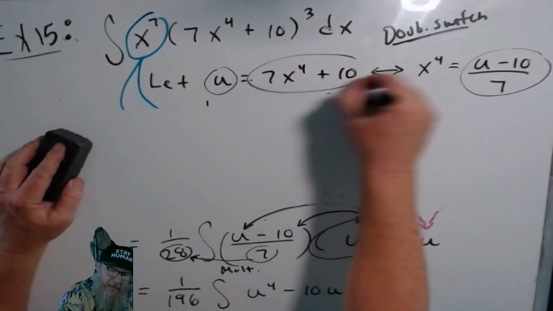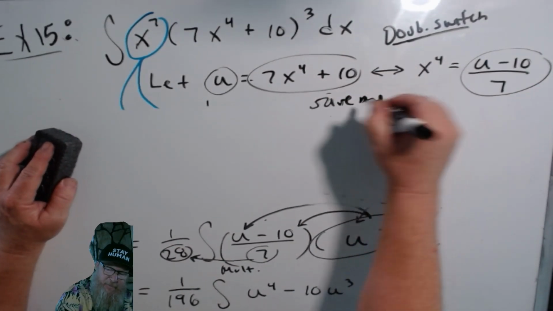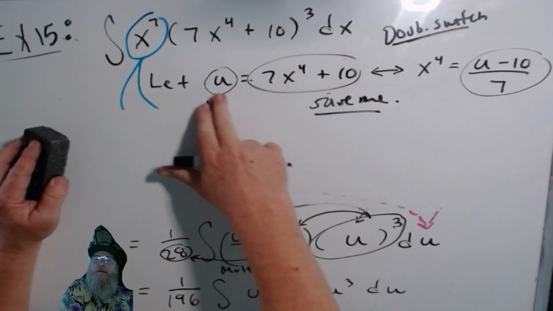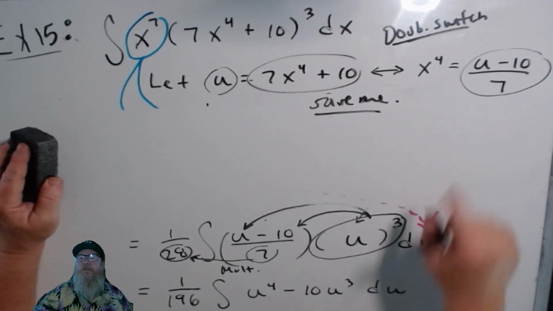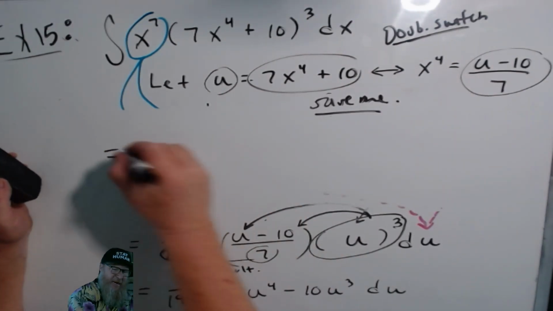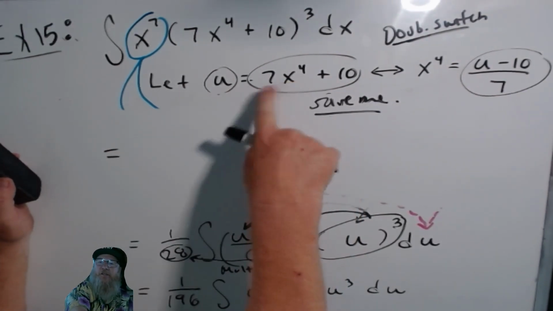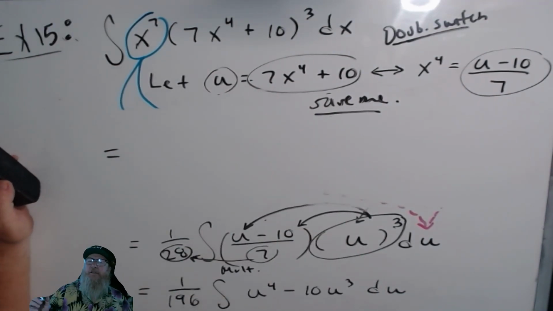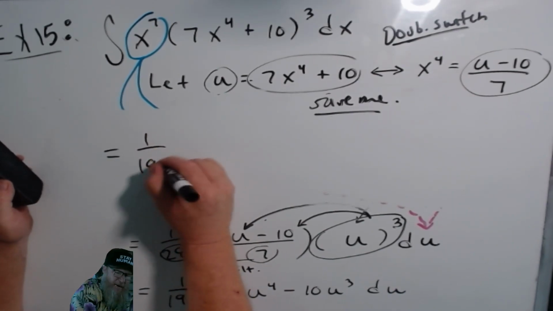Okay, so we're going to need this. Let's save that. All right, you actually don't need the other switch. So that's you do the double switch, then you take the integral, and then you go back to only the first u substitute, and that's the one you actually need to save. All right. So I've got 1 over 196.